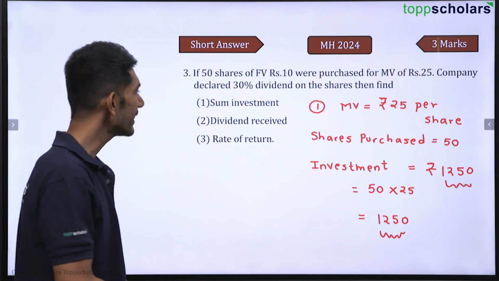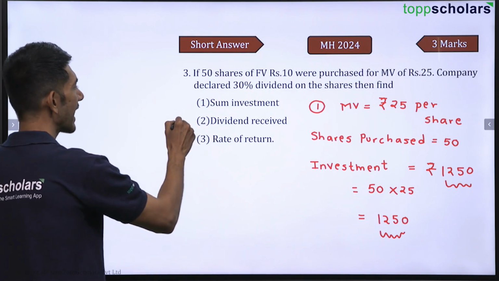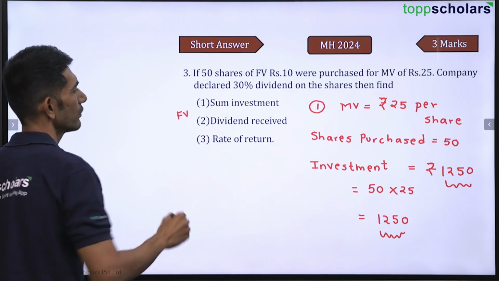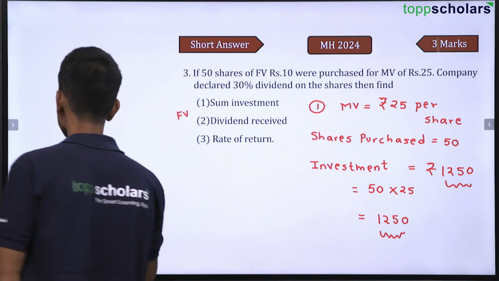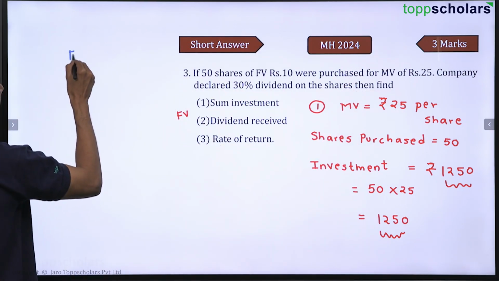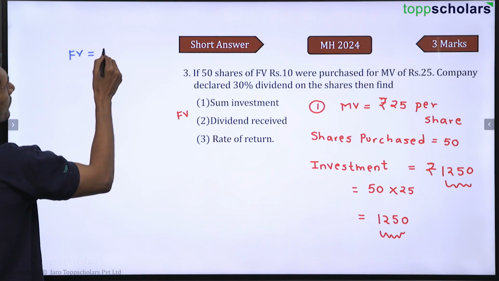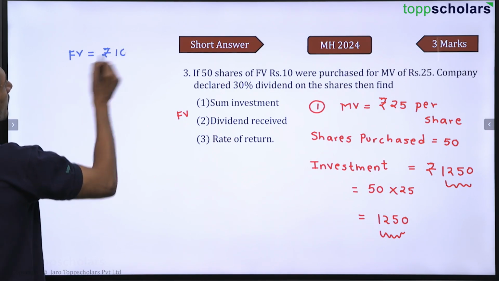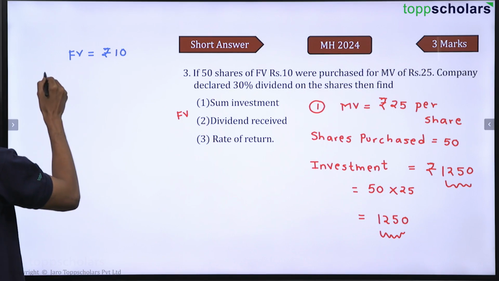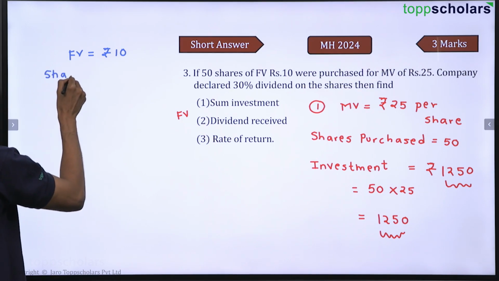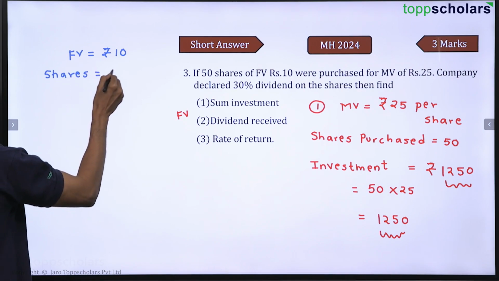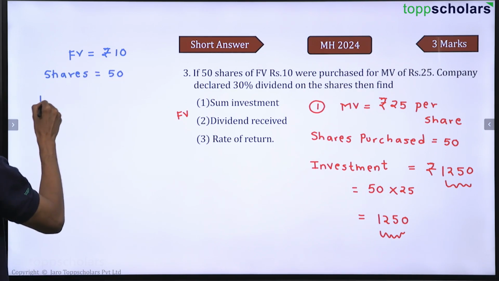Now let us talk about the dividend. Dividend is always calculated on the face value. I've told you many times, dividend is calculated on the face value. Face value is how much? Firstly, you check what is the face value. Face value is rupees 10. Number of shares are 50. Let's talk about dividend.